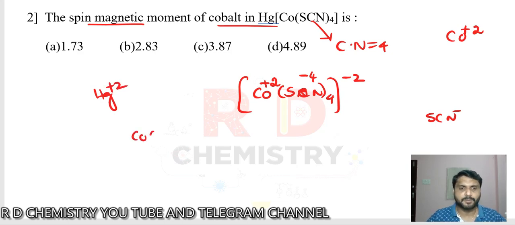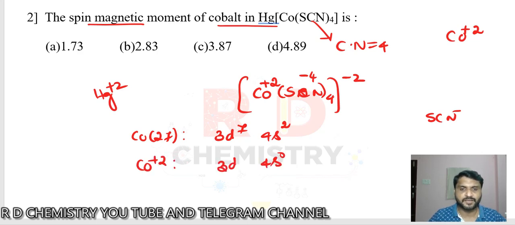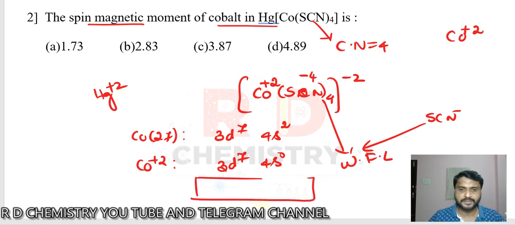Now, cobalt atomic number is 27, so we write 3d7 and 4s2, correct? In this complex, cobalt is in the +2 state, therefore it is 4s0 and 3d7, correct? And also remember, this ligand is a weak field ligand, therefore there is no pairing of the electrons. So we have altogether 7 electrons. We write these in the d orbitals 1, 2, 3, 4, 5, 6 and 7. There are altogether 3 unpaired electrons.